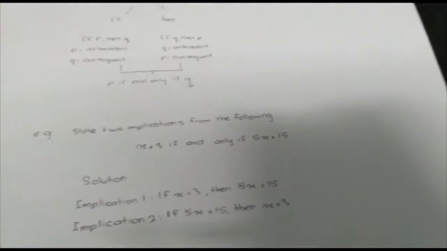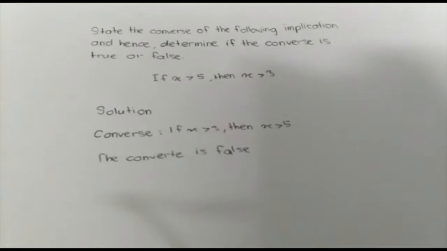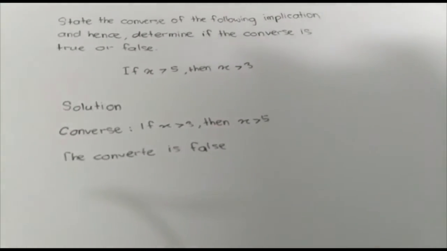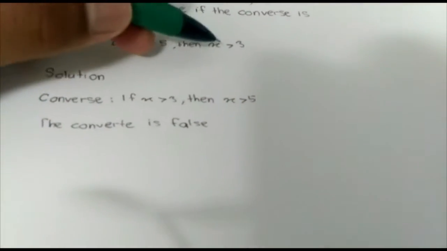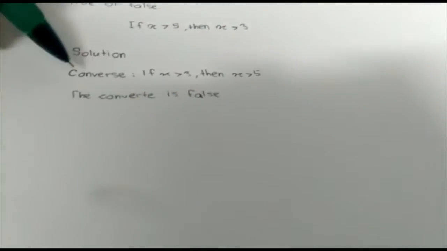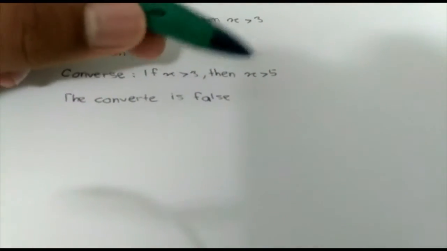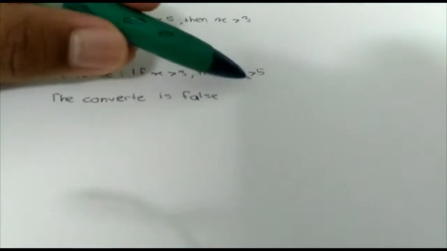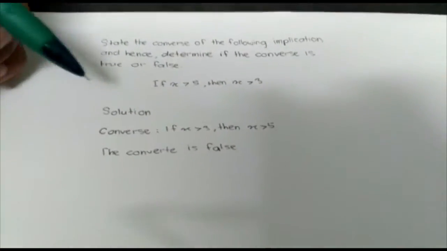Okay, for implication there are two questions that mostly come out in examinations. The example for the second question is: state the converse of the following implication and hence determine if the converse is true or false. If x is greater than 5, then x is greater than 3. The solution is to write the converse: if x is greater than 3, then x is greater than 5. So it's a different thing. The converse is false. That's all the answer.